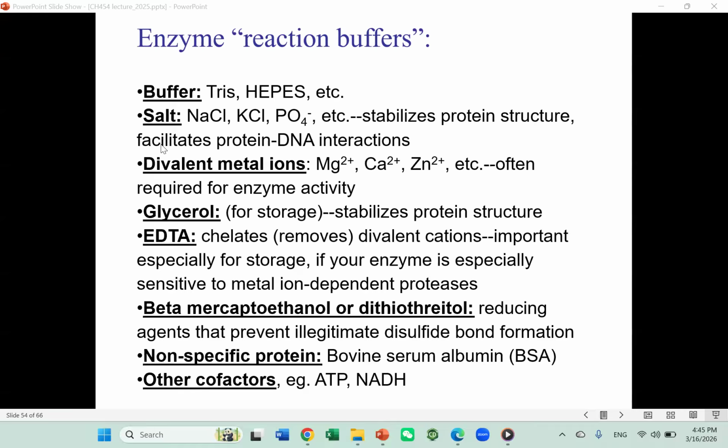And next, some sulfur compounds, for example dithiothreitol, which helps to reduce the sulfur side chains on the protein. And then there are some other last important components, like most notably bovine serum albumin, and also some ATP and also NADH.